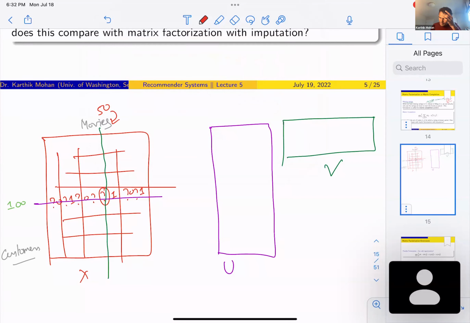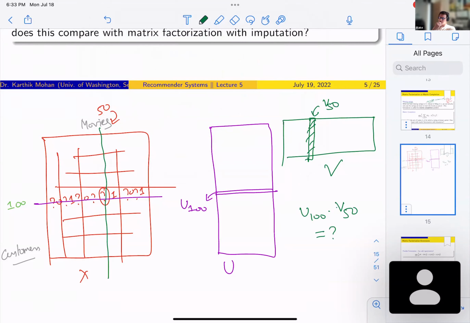So I'm going to be looking at U100. The 100th row of this matrix corresponds to the 100th customer. And then I'm going to look at V50, the 50th row of this matrix. So what happens when I dot U100 with V50? What is this going to give me? A scalar, is that supposed to be the prediction? Yeah, and how do I interpret the scalar?